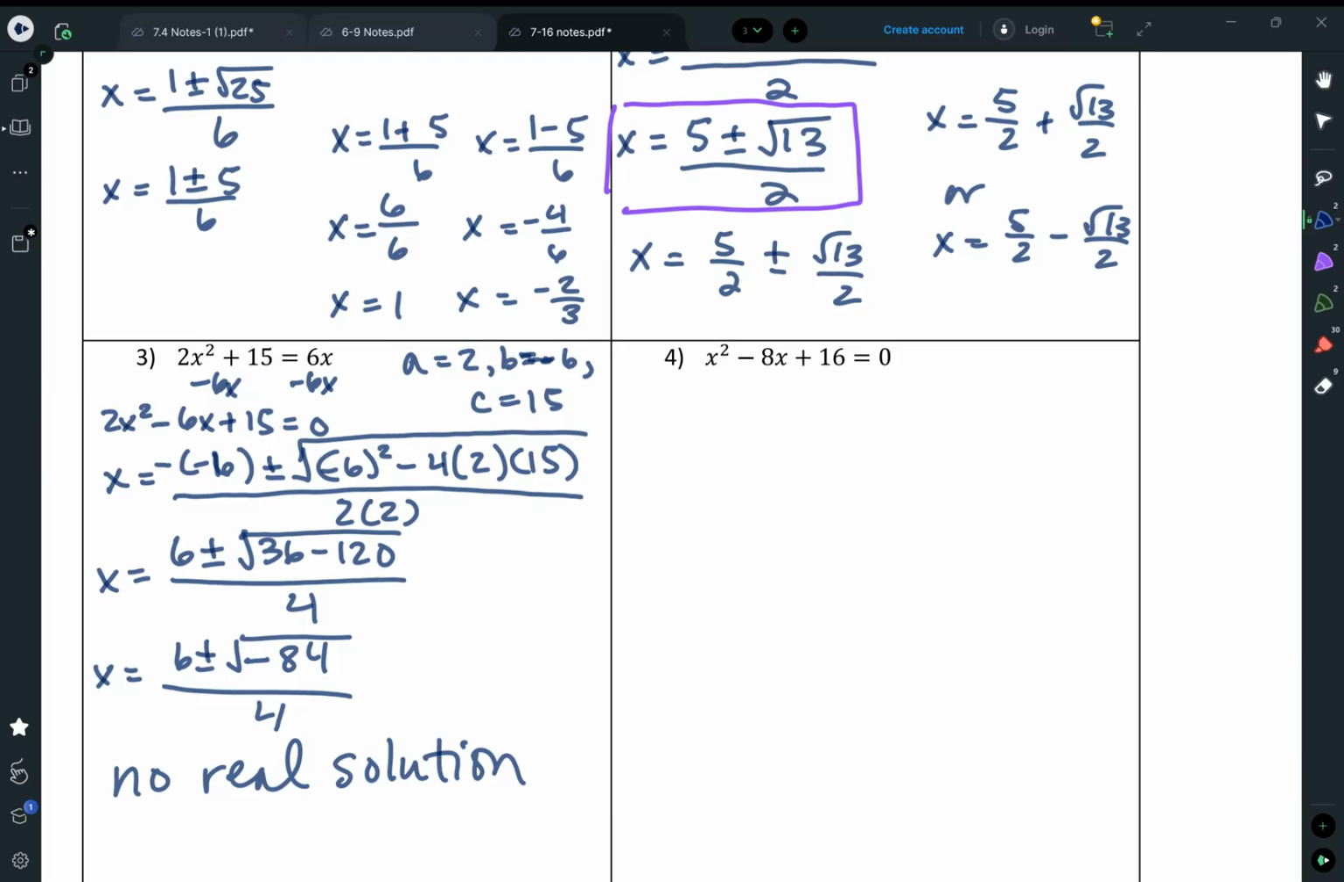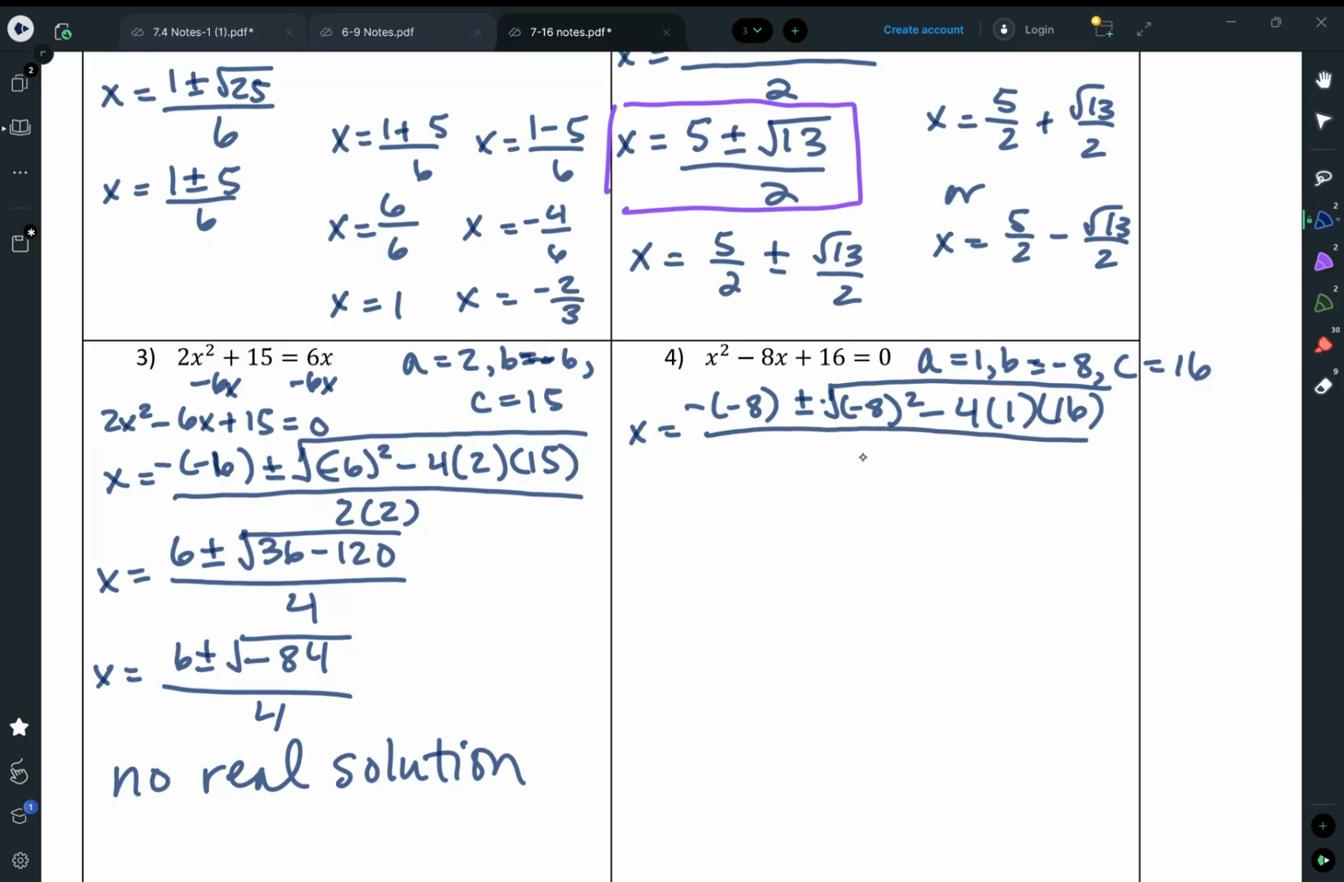Right, for the last one, everything is already in the right format. A is 1, B is negative 8, C is 16. So x equals negative b, well that'll be a negative of negative 8, plus or minus the square root of negative 8 squared minus 4 times a times c, so 4 times 1 times 16. There's a really great rhyme for the quadratic formula to the tune of Pop Goes the Weasel. And I can never sing it, but it's easy to look up online. It might help you remember. This is a formula you'll have to have memorized.